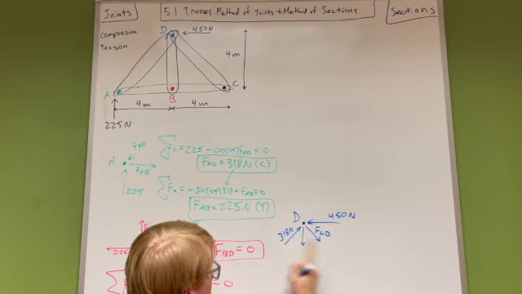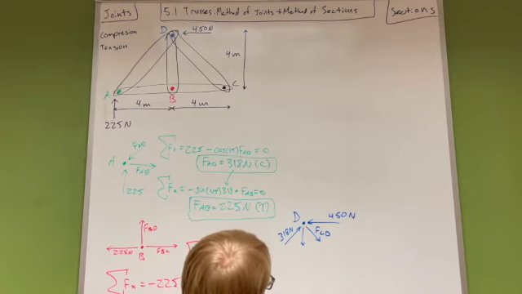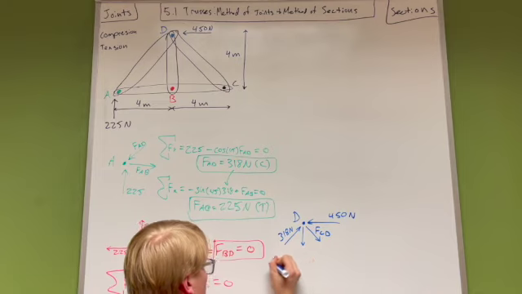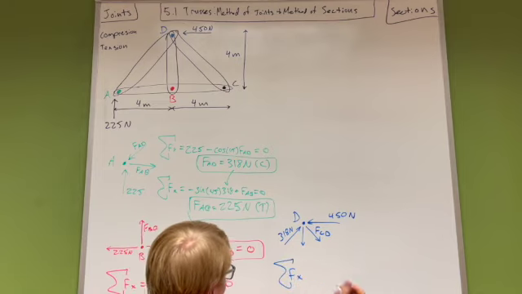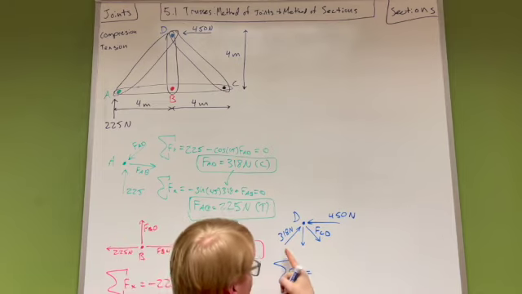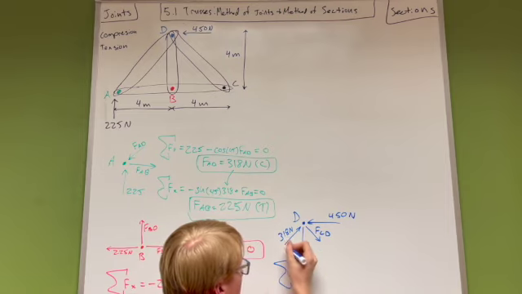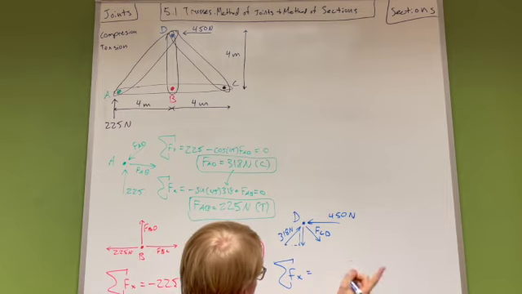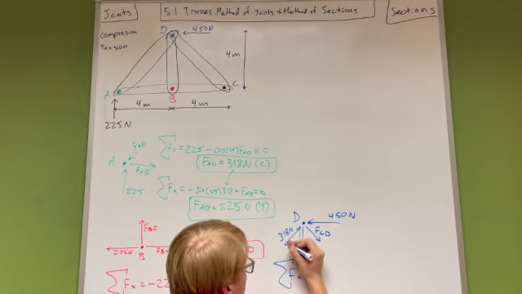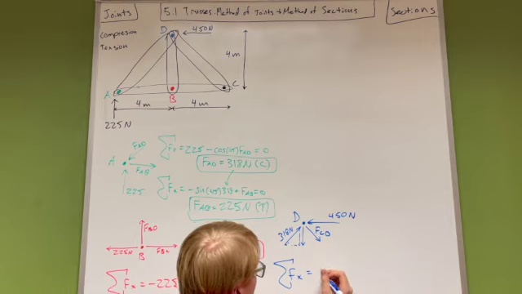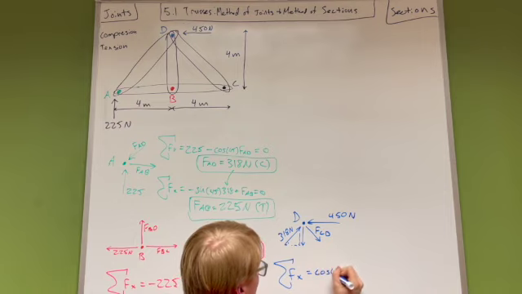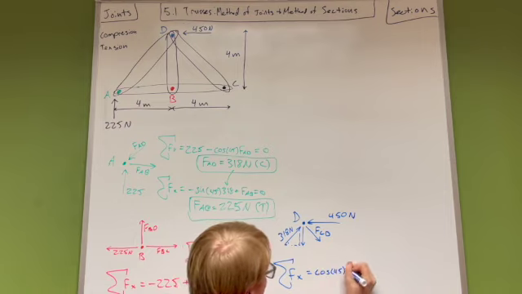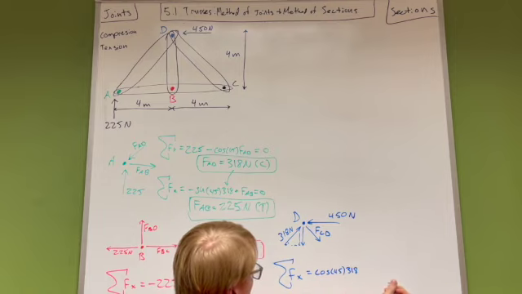And so this is pretty simple. You can sum forces in the Y or the X. We're going to do it in the X, I'm sorry. So the X component of our 318 is a positive. We can use this angle. Cosine 45 times 318. Okay.